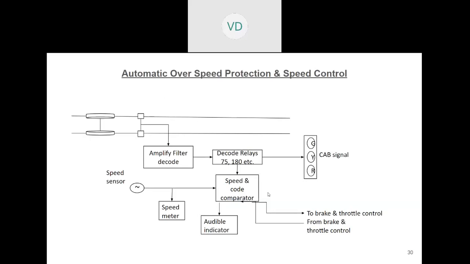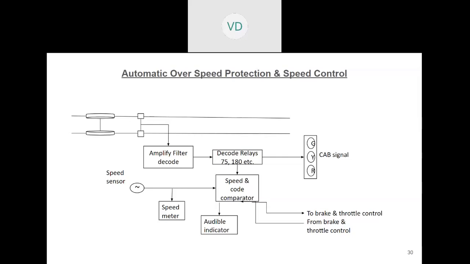See, the first limb is the same, amplifier followed by a decoder. Decode relays 75 hertz, 180 hertz, etc. It goes to the cab signal, where the color aspects of the signal are given. Then there is an additional loop here, the speed and code comparator. Each code determines what the speed will be. You can nominate a particular speed to each code. So that speed is available to the comparator. Then the speed sensor gives the speed of the train. It compares these two, and depending on whether the speed is more or not, the brake is controlled.